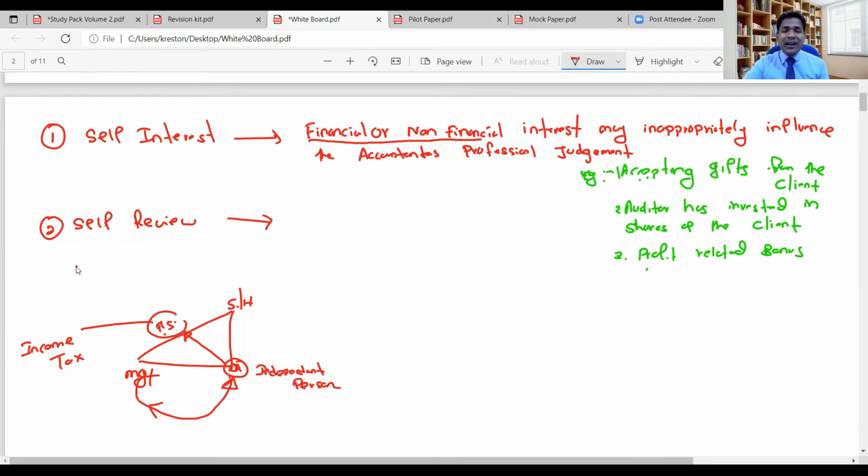So then what is going to happen now? Let's say the chartered accountant is Amarapala. Amarapala is going to check the income tax computation. Prepared by whom? Prepared by Amarapala himself. So in such a scenario, you will not be able to maintain the objectivity.